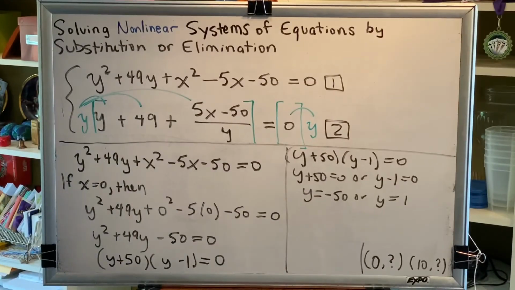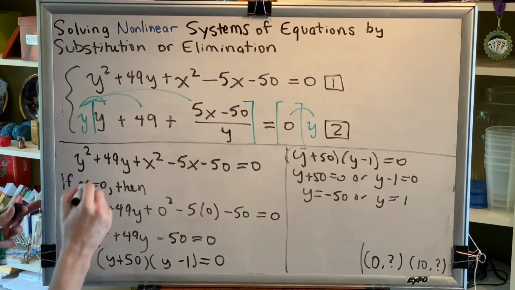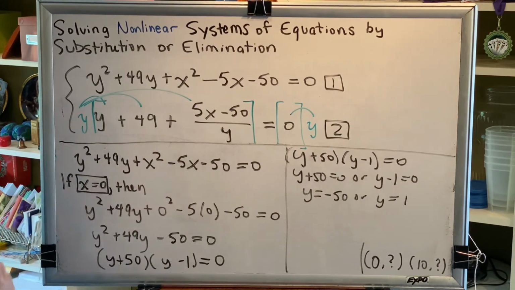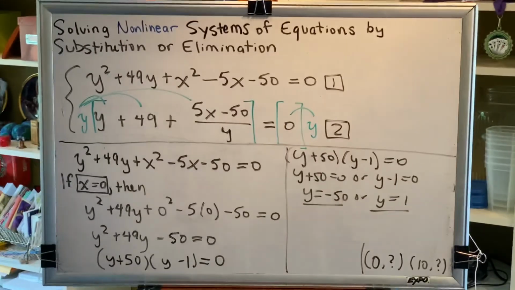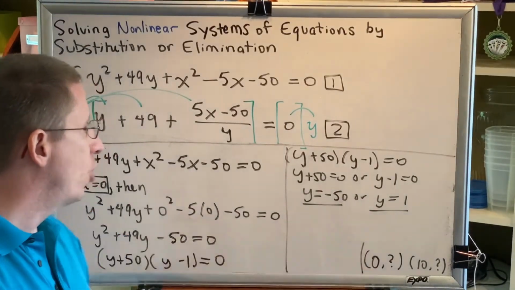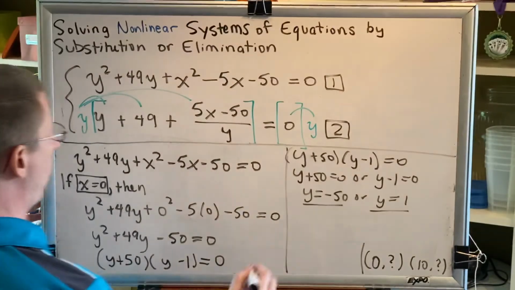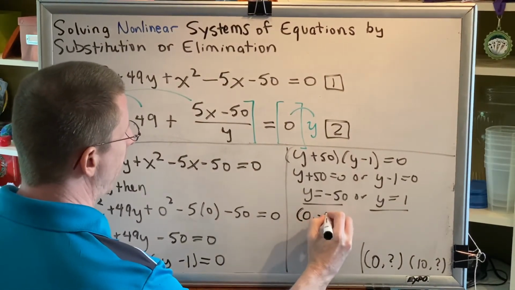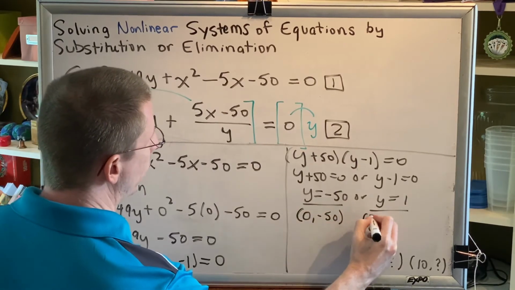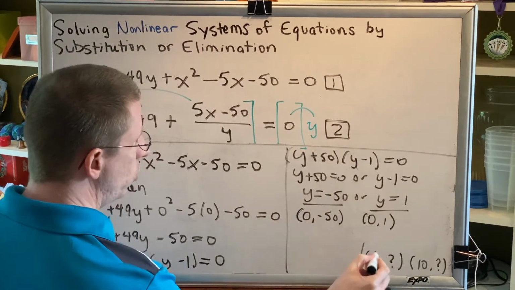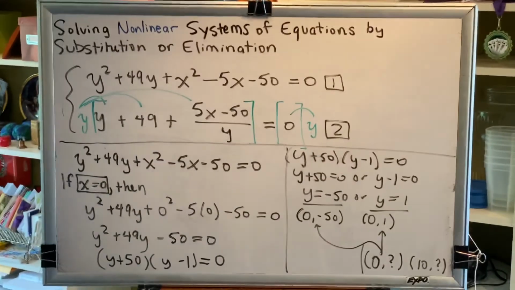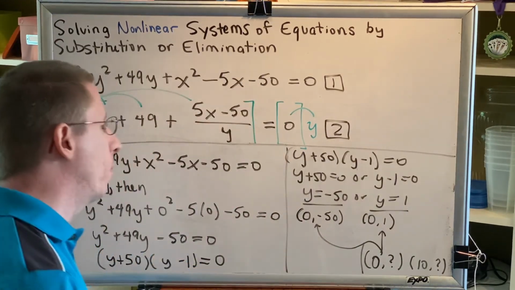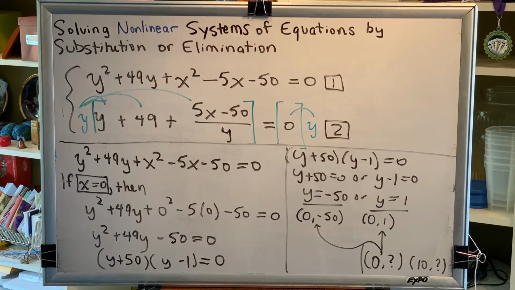Now, this is a very interesting result because for this one value of x, we got two values of y, which means that this value of x is actually going to generate 2 points in our answer. 0, negative 50, and 0, 1. So one value of x spawned 2 ordered pair solutions, potential ordered pair solutions. We do, of course, have to check both of those to make sure that they really are the right answer.